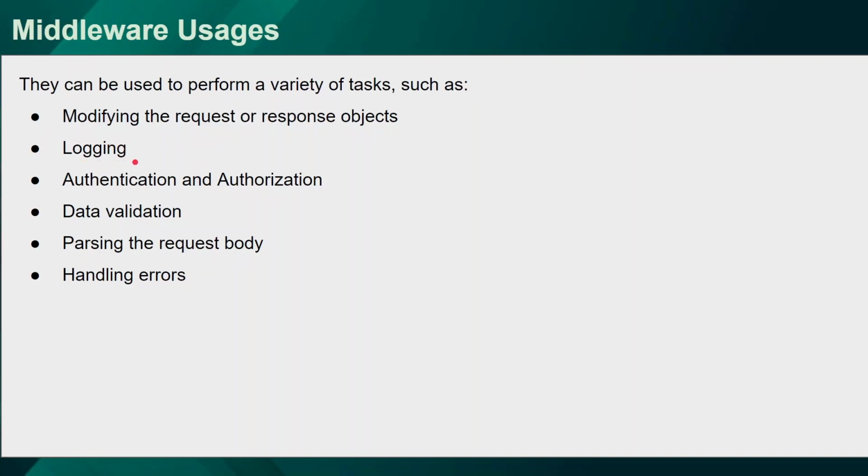And for logging, we can use middleware as well. If we want to log any error messages or any development level messages, we can use middleware. Likewise, for authentication and authorization, data validation, object parsing or body parsing, we can use middlewares. And errors can also be handled by using middleware related functions. So there are a lot of activities that we can do by using these middlewares, and it's very important to have a proper understanding of these functions.